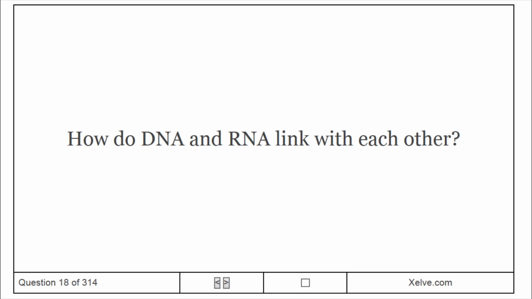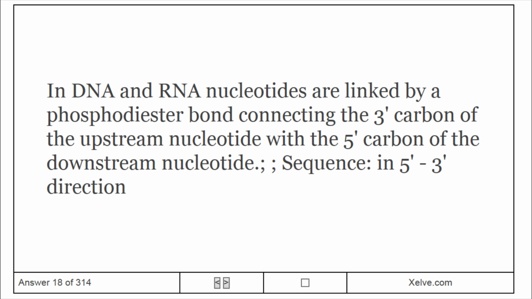How do DNA and RNA link with each other? In DNA and RNA, nucleotides are linked by a phosphodiester bond connecting the 3-carbon of the upstream nucleotide with the 5-carbon of the downstream nucleotide, in the 5' to 3' direction.